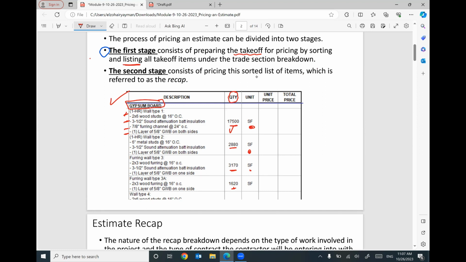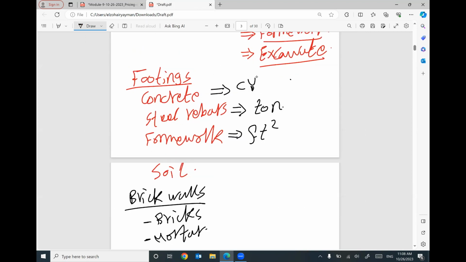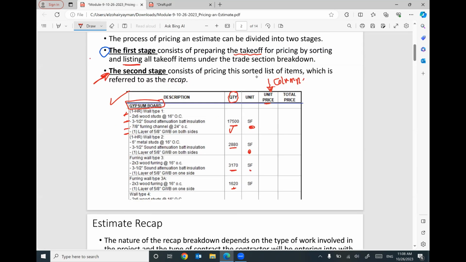Then I will add a new column, which is the second stage. What is the unit price? For example, what is the unit price for a cubic yard of concrete? How much will it cost you for 1 cubic yard, just one? Once you put here the price, for example, $100, I can multiply this unit price by the quantity take-off to figure out the total price.